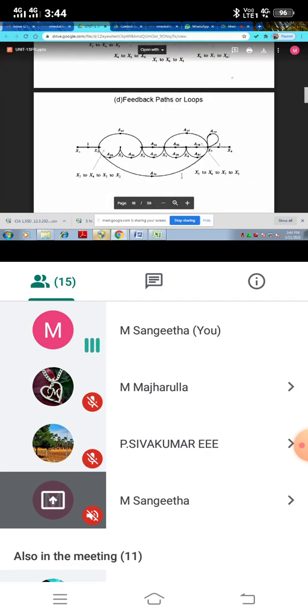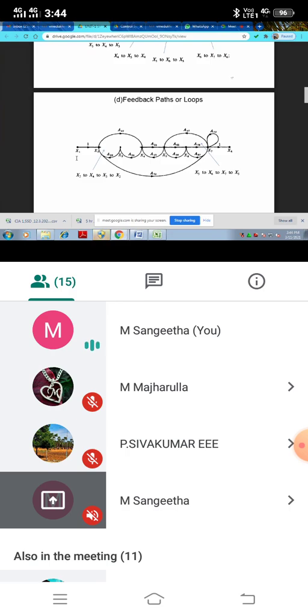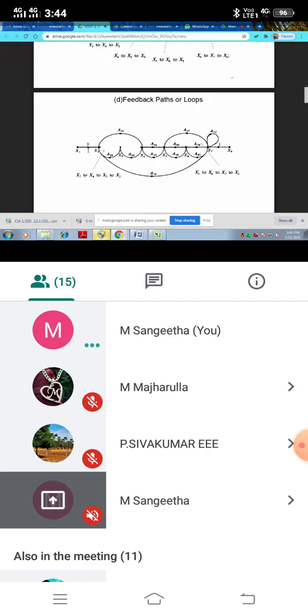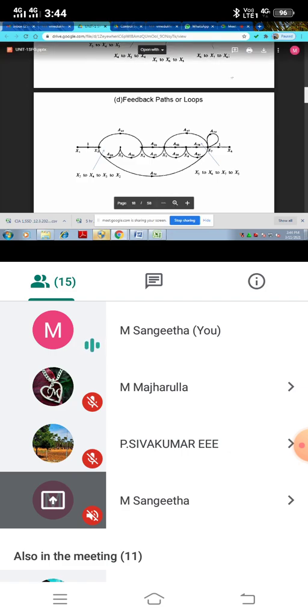If the signal flow graph is given like this, we may solve it. The first step is how many forward paths there are in the given block diagram, which we may calculate. The second thing is how many individual loops there are in the given signal flow graph. The third thing is how many non-touching loops there are in the forward path.